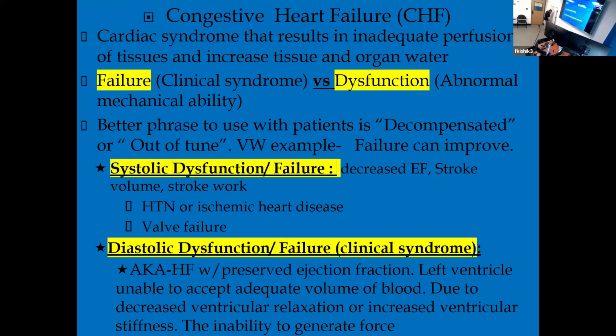Now, HFpEF, which is heart failure with preserved ejection fraction, because it's preserved ejection fraction, what's their EF going to be? 55 to 60, but they're still in heart failure. Well, why and how? Let's go back to the formula. So the most common type of HFpEF is diastolic heart failure, and HFrEF is systolic heart failure. So what I described before is systolic, diastolic is what I'm going to describe now.